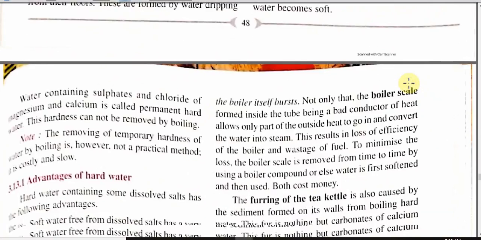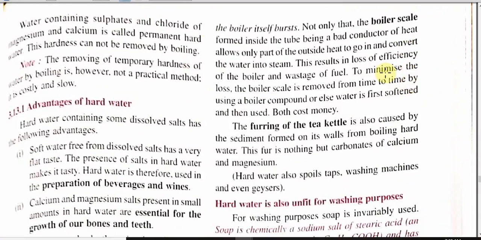Now, water containing sulfate and chlorides of calcium and magnesium is said to possess permanent hardness of water because this hardness is not removed by simply boiling. Removal of temporary hardness of water is not a practical method because it is very slow and very costly. It can be used for a little amount of water.